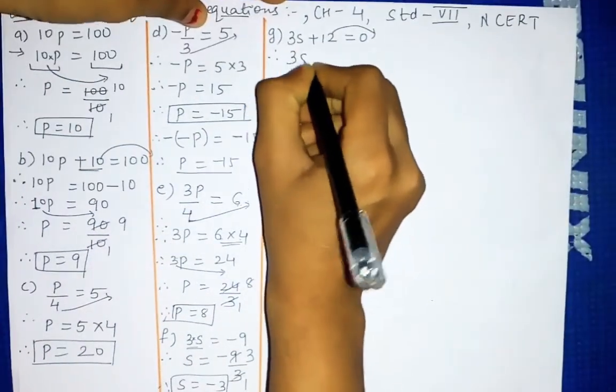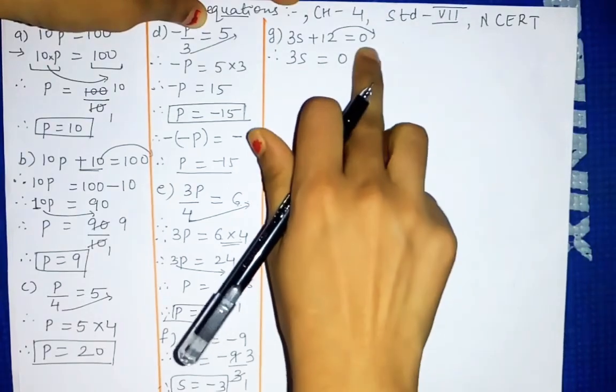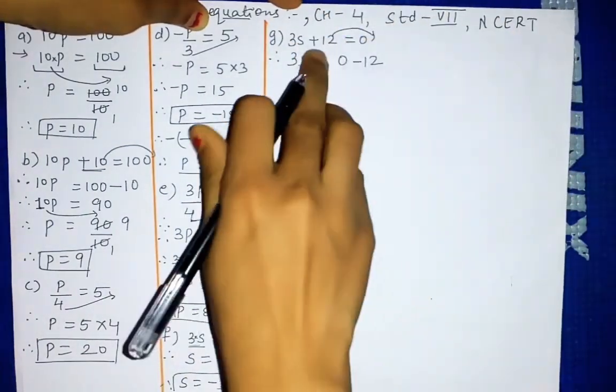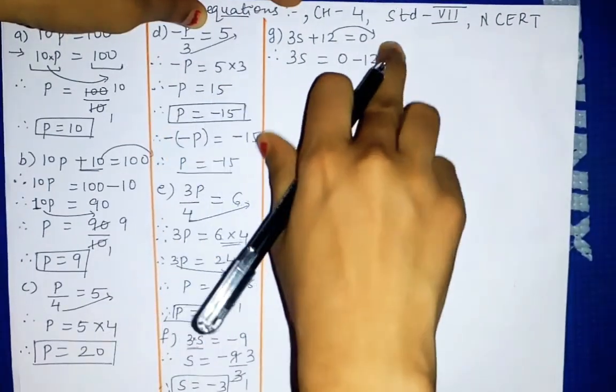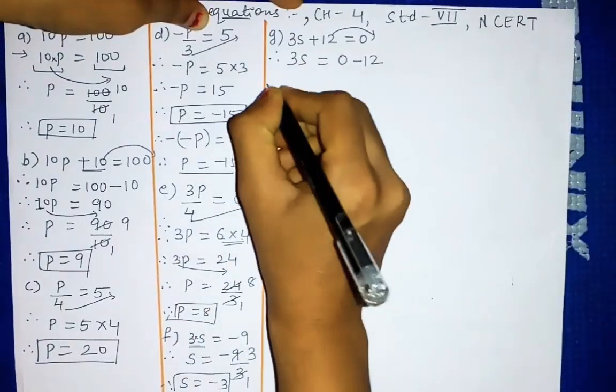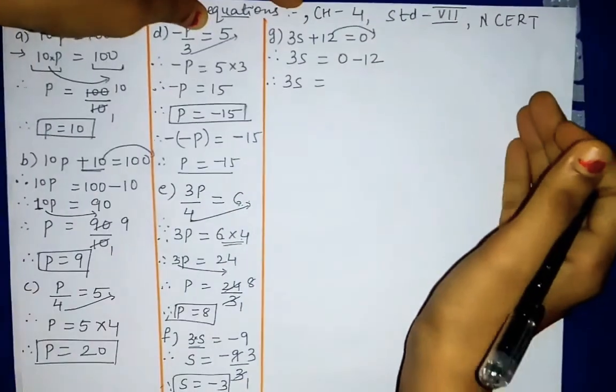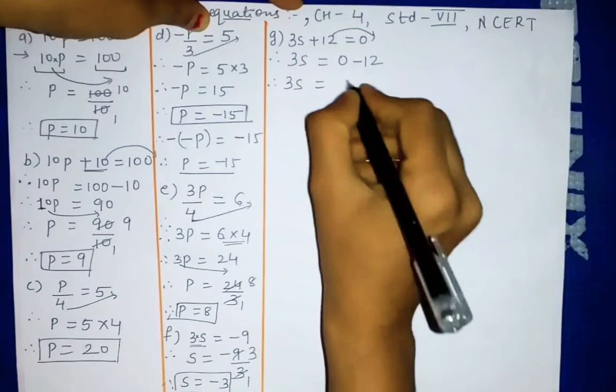So here only 3s is left, and 0 as it is, and 12 we are taking there. So minus 12. This positive 12, when we keep it here, will be negative 12. Now here no change, 3s, and here 0 minus 12 is how much? 0 minus 12 is minus 12. So the first step is done.